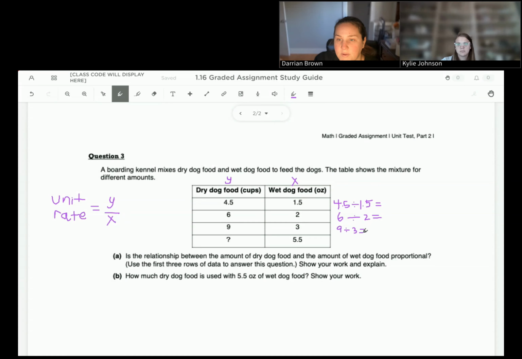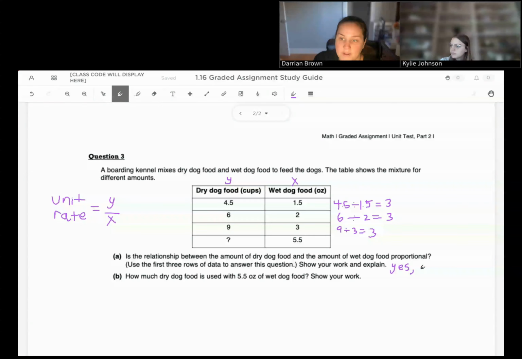All right. Somebody solve one of those and tell me what you get. What is 4.5 divided by 1.5? 3. Very good. And what is 6 divided by 2? 3. And then what is 9 divided by 3? Very good. It's also 3. So since these are all the same, the answer to part A is yes.